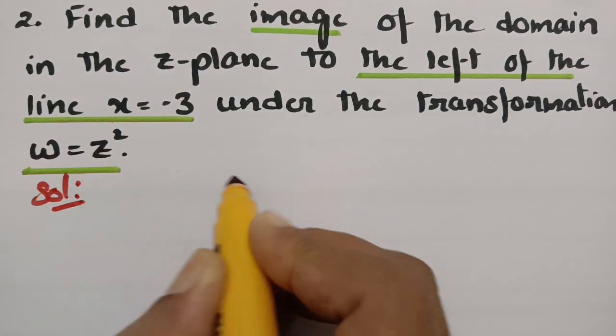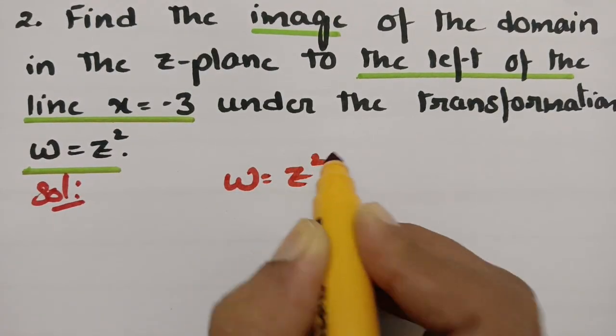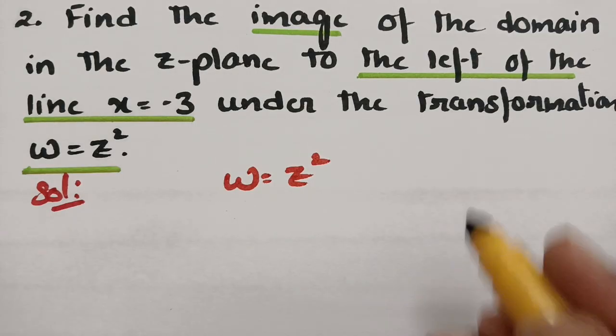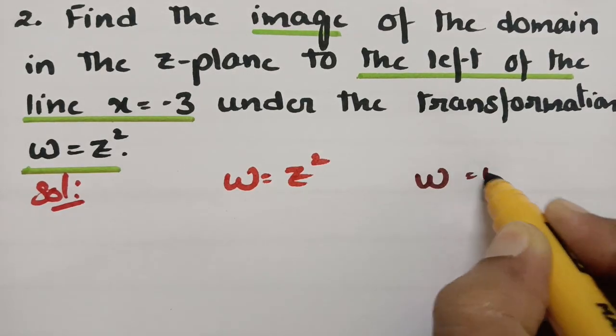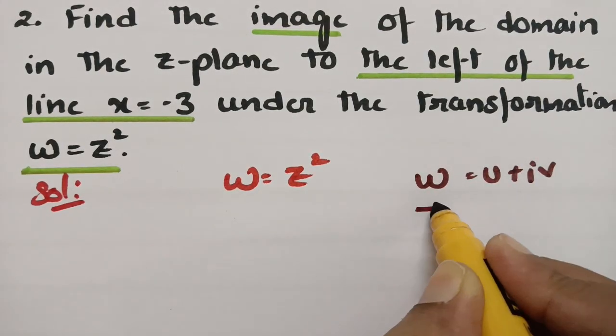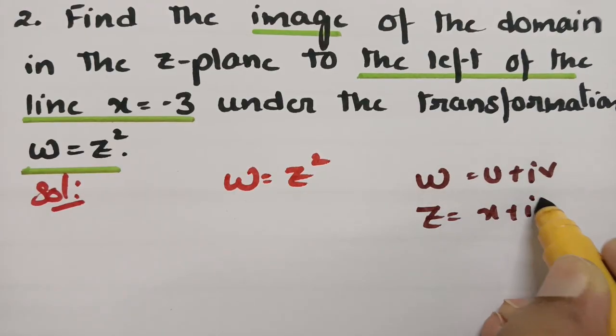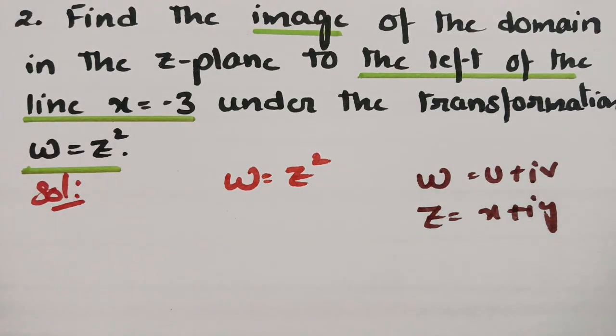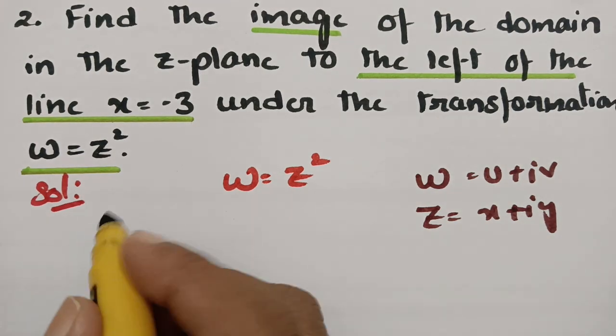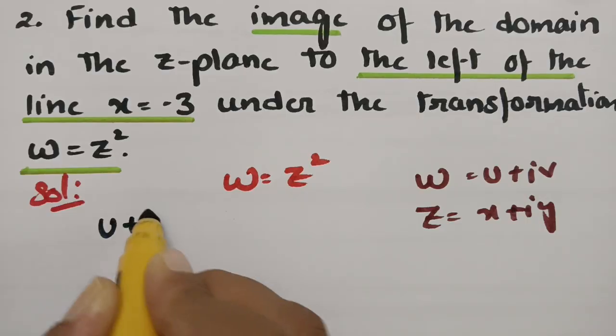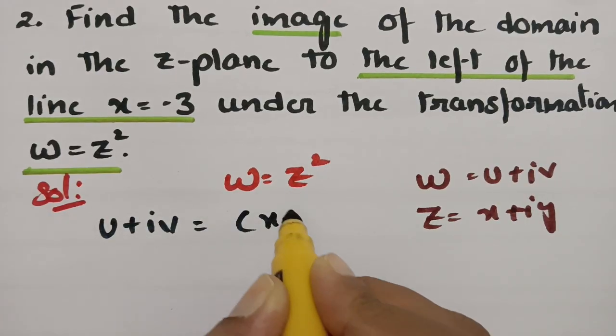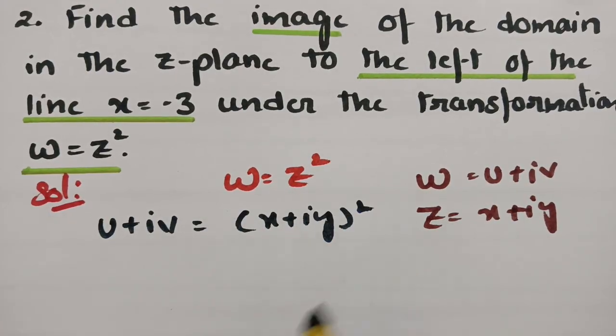So here is the solution, w is given as z square. As everybody knows, w can be written as u plus iv, and z is equal to x plus iy. Clear? So if I substitute the same thing in place of w as u plus iv, this is going to become u plus iv is equal to x plus iy whole square.